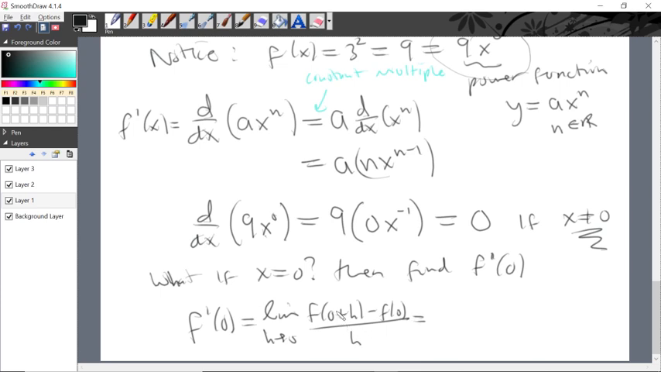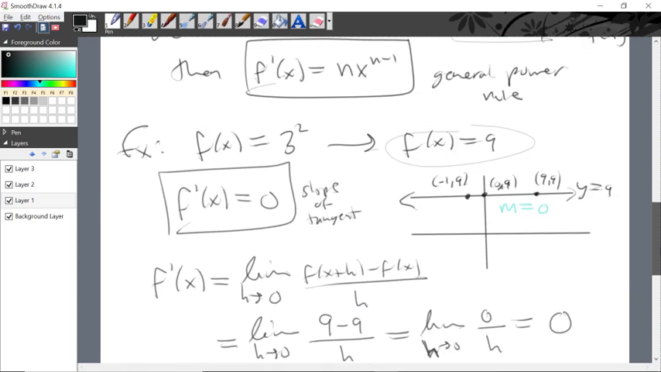Well, again, f of x was already defined to equal 9. So f of 0 plus h is equal to 9. So we have the limit as h goes to 0 of 9 minus f of 0, and f of 0 is again 9, and then we have h in the denominator. So we still get the limit as h goes to 0 of 0 over h. We get the same conclusion. This is equal to 0. So for sure, the derivative of our function in general is equal to 0 wherever we happen to look at it within its domain.